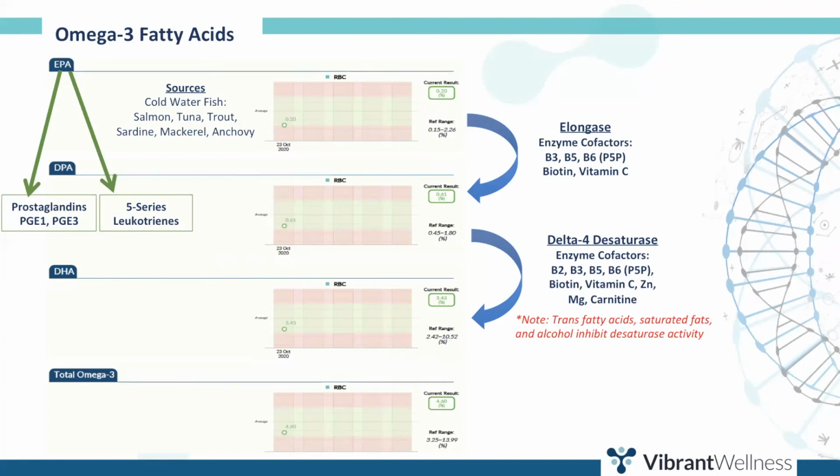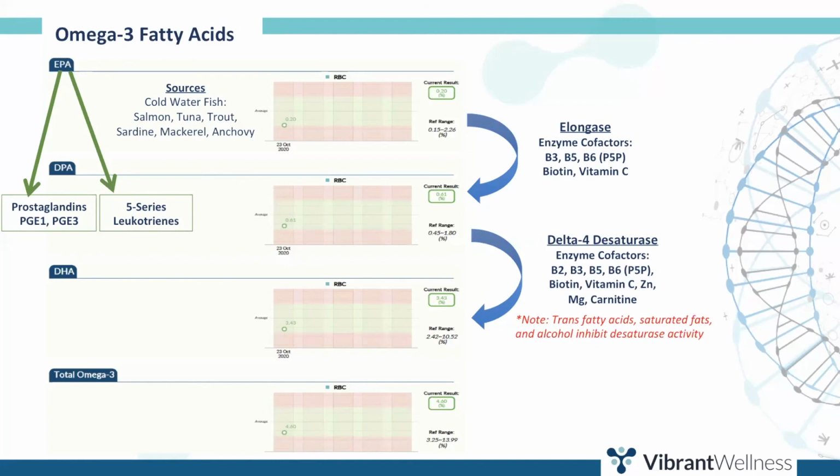Sometimes you may see a very strong EPA, and then maybe a midpoint DPA, and then a low DHA. In that instance, I'm saying they've got adequate EPA, but they're not converting it to DPA or DHA. Is this really what may be inhibiting the enzymatic activity? DPA is converted to DHA with delta-4 desaturase. Again, you have numerous enzyme cofactors.